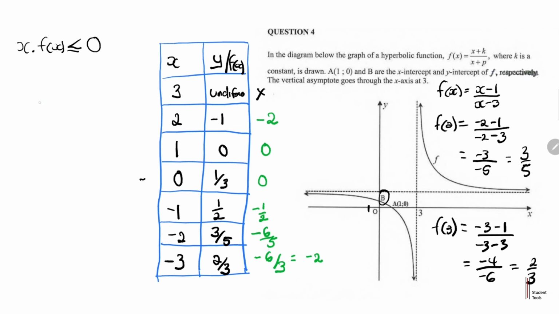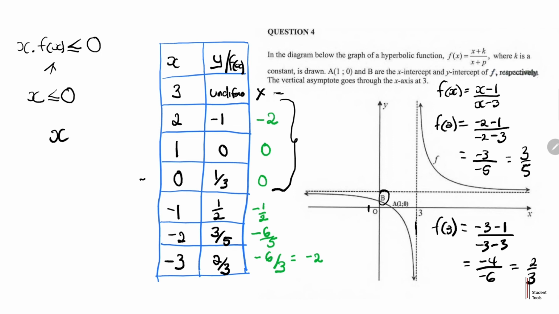So that means x should be less than or equal to 0 for this statement to be true. And for this other part, that means our answer should look like this.